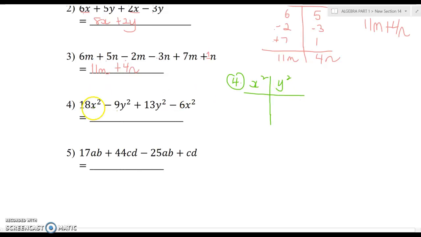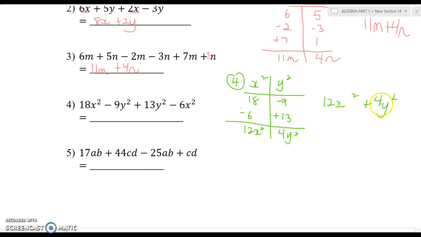So let's go ahead now. So I have 18x squared, so I'll put the 18 under the x squared, minus 9y squared, so minus 9 under the y squared, plus 13y squared, so plus 13 comes under the y squared, and then I have minus 6x squared, so minus 6. So 18 minus 6 will give me 12, that's 12x squared, and now minus 9 plus 13 is 4y squared. So my answer is 12x squared plus 4y squared.